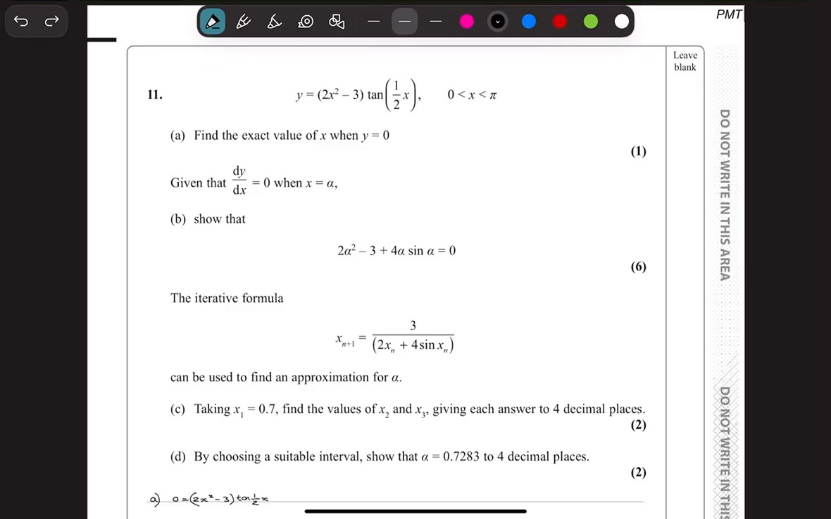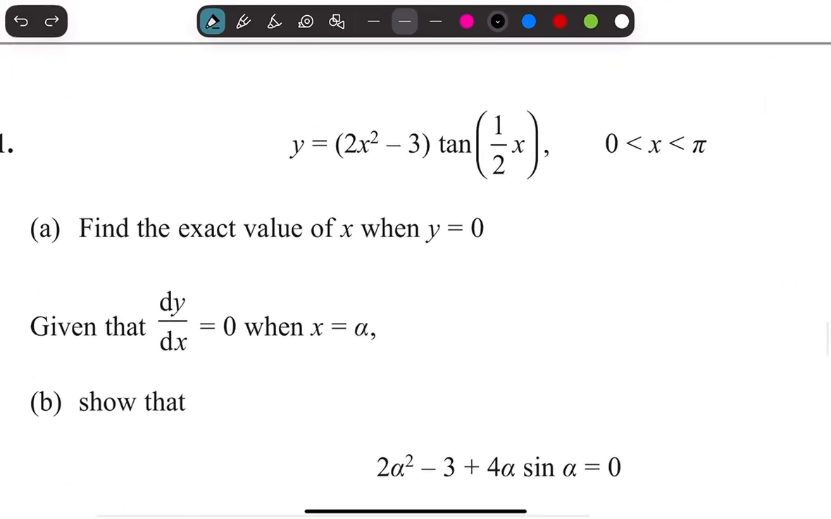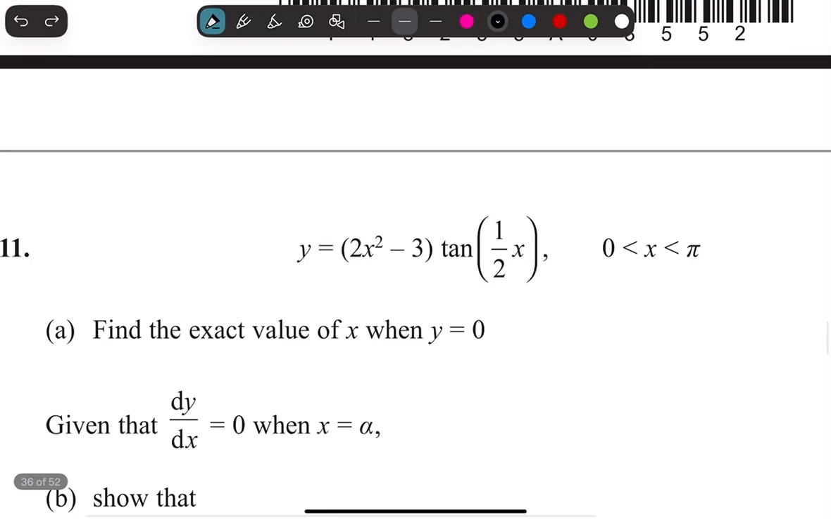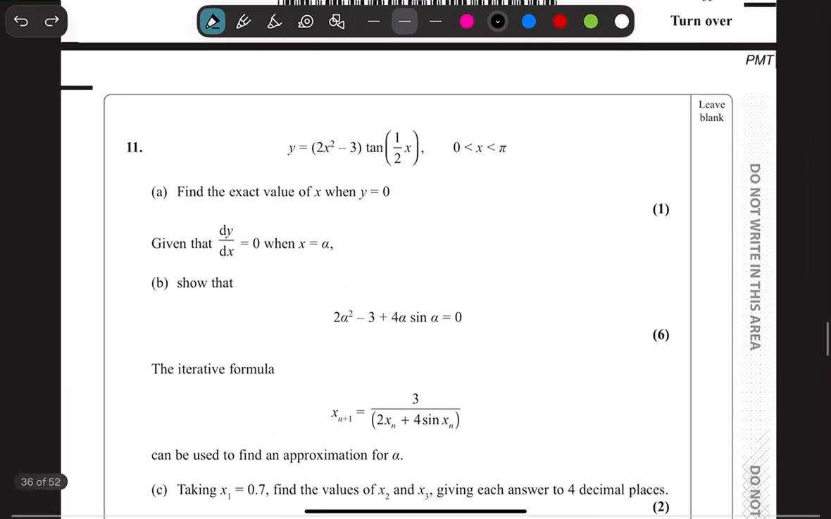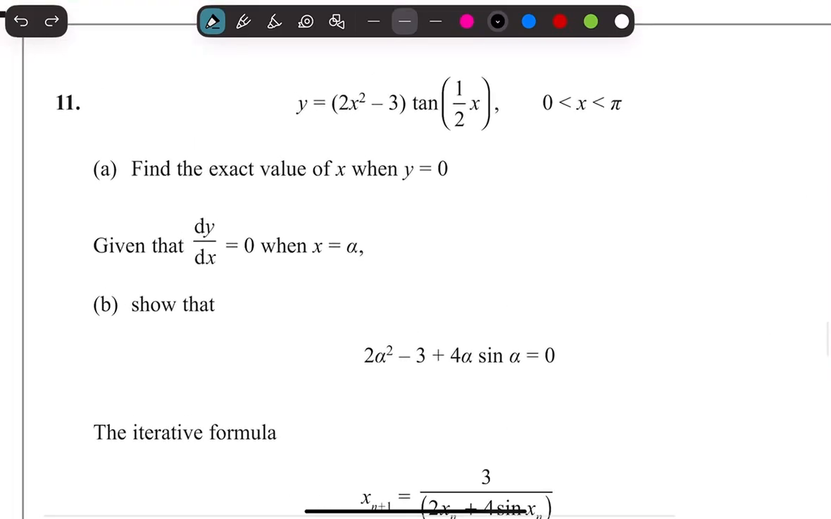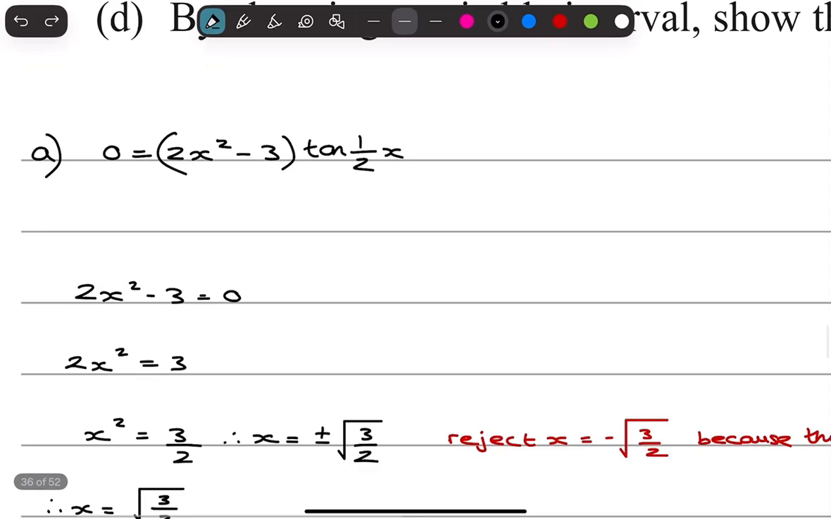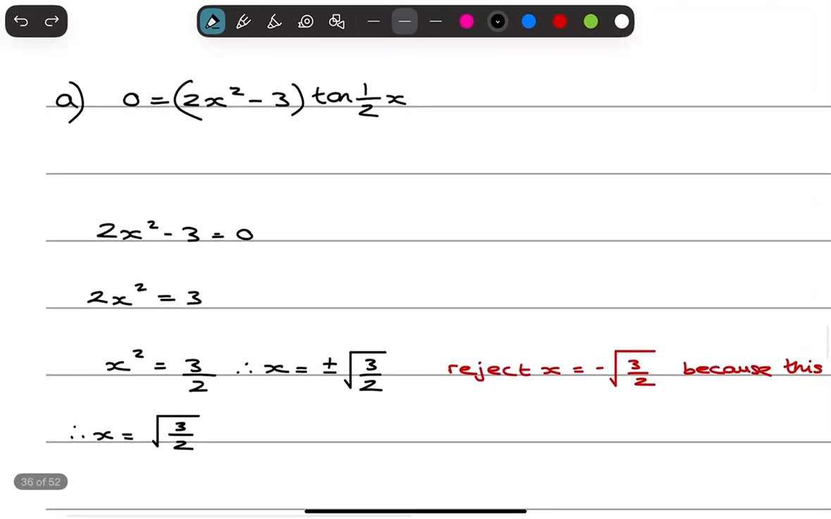But for the sake of the video, I've written a lot just to explain it. If y is equal to 0, that would mean that this function has to equal 0, or this function has to equal 0, because these are two separate functions being multiplied together. The only way that y can equal 0 is if one or both of those functions were equal to 0. So let's set 2x squared minus 3 equal to 0. I've done that here, and once you solve that, you end up with x equals plus or minus root 3 over 2.